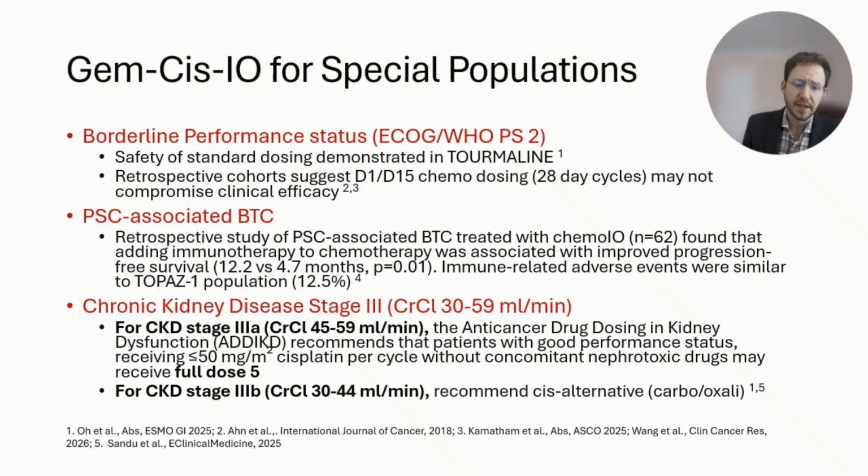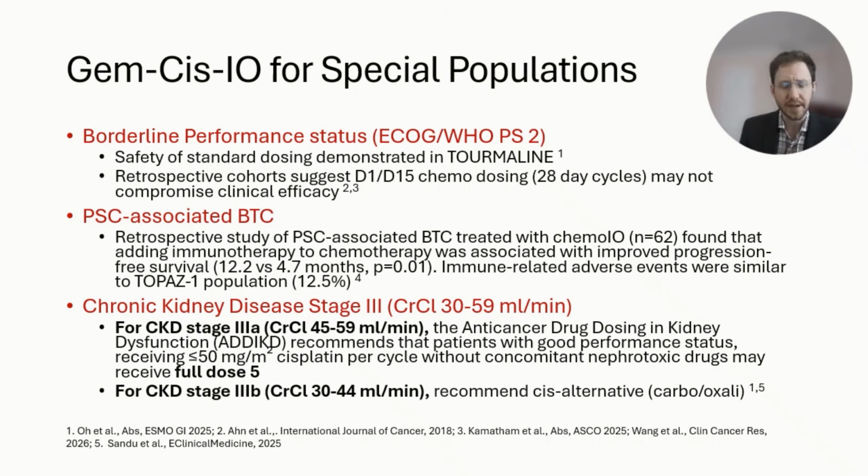And then when it comes to CKD and concerns about cisplatin, just remember that we're giving cisplatin at a lower dose. It's 50 mg per meter squared per cycle. So generally, I have a lower threshold on their creatinine clearance, where anyone at 45 or above, as long as they're not on any other nephrotoxic agents and good performance status, I typically am not changing their standard dosing.